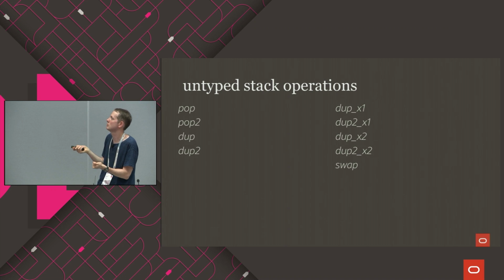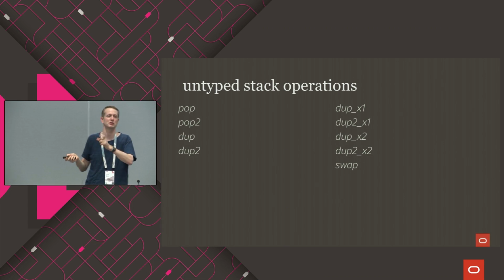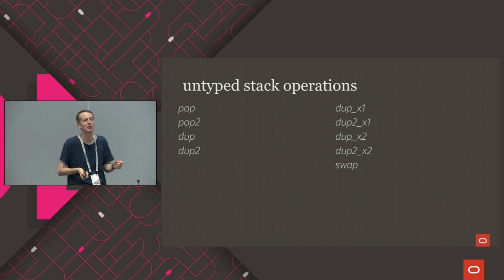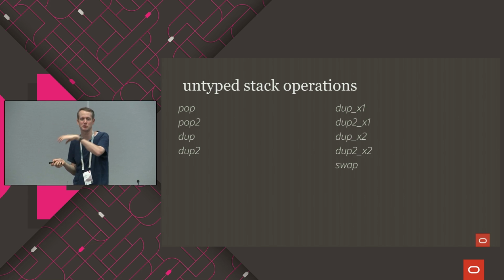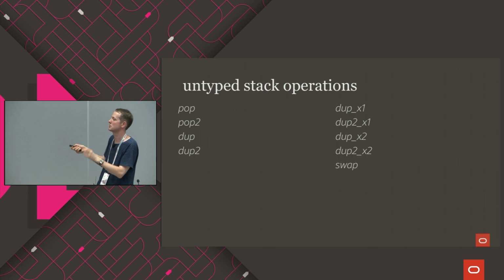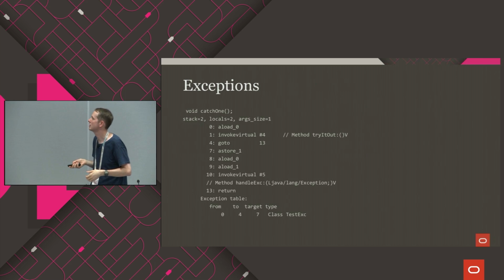We also have a whole bunch of operands that do duplications and swaps, and this is very familiar if you've ever programmed in Forth, just for stack manipulation that is untyped. So they don't care if they're dealing with integers or doubles or floats or anything like that. They just treat values on the stack as raw data items.